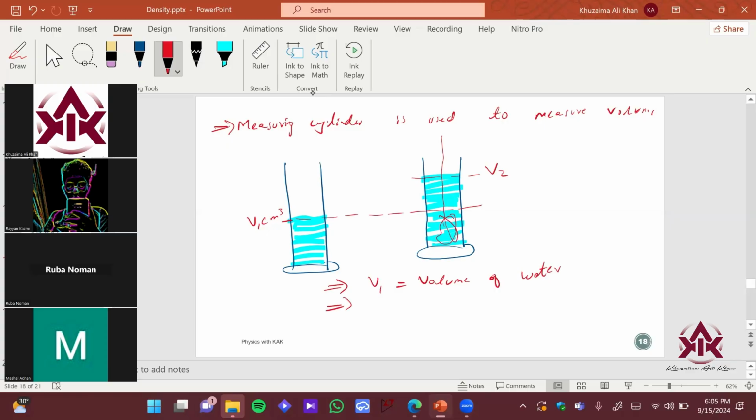What is V2? V2 is the volume of water plus volume of stone, right? So if I write down the equation, V2 is V1, that was the volume of water, plus the volume of stone. If I want to find the volume of stone, I will move this over there. So volume of stone is basically the difference between the two values, and it should make sense, right?